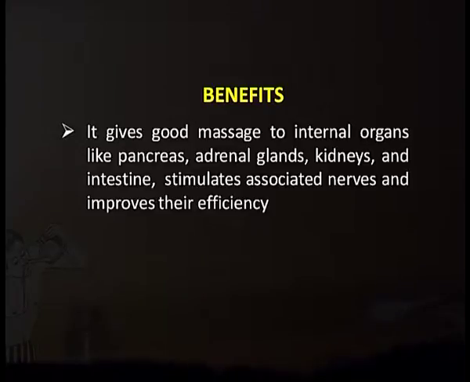During the practice of Agnisara, when we contract our abdominal muscles and expand them, negative pressure is created repeatedly in the abdominal viscera. This negative and positive pressure improves blood circulation to the different visceral organs. It gives a good massage to internal organs like the pancreas, adrenal glands, kidneys and intestine, and also stimulates the associated nerves and improves their efficiency. So, Agnisara also affects our endocrine secretions like adrenal gland secretions and pancreatic secretions like insulin and glucagon. The adrenal glands also have two parts: the adrenal cortex and the adrenal medulla. They produce different types of hormones. Especially adrenal medulla hormones are known as catecholamines.